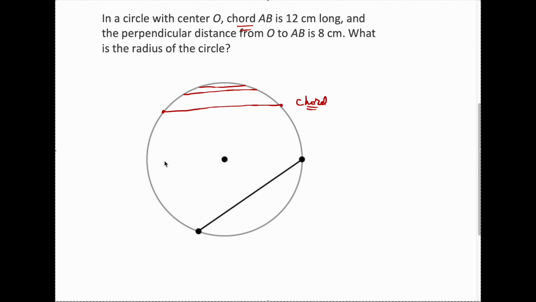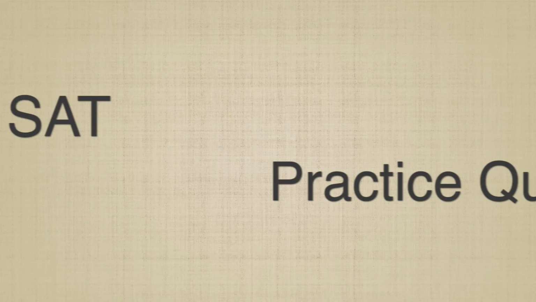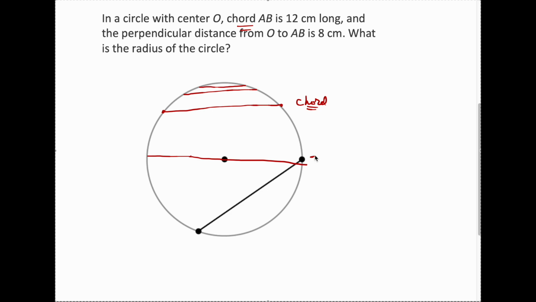But here's the catch. If the chord is the longest in the circle, it is called the diameter. For example, like this. If this is a straight line and if it passes through the center, it is the diameter. It is the diameter of the circle, or referred usually as D.